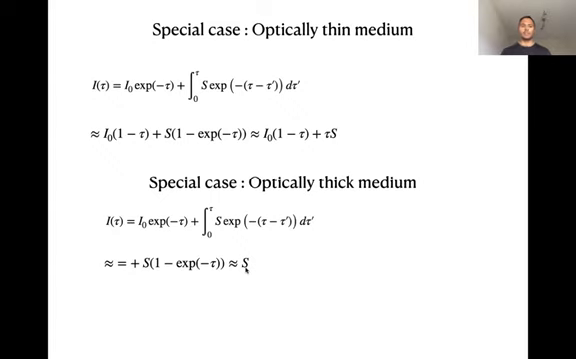So what does it mean? It means that if you have an optically thick medium, you only see the medium. You only see the emission from the medium. You don't see anything coming from behind the medium. That I naught is completely extinguished.